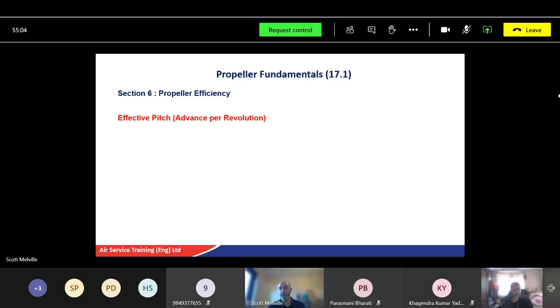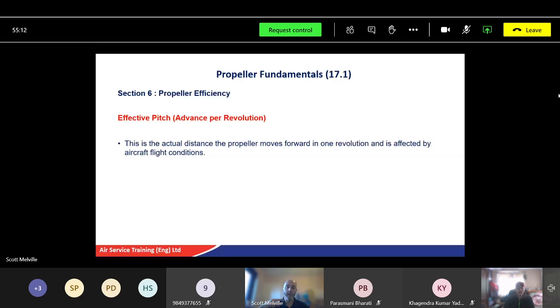So, effective pitch, or advance per revolution, is the actual distance the propeller moves forward in one revolution, and it is affected by, obviously, aircraft flight conditions. For example, if the aircraft's flying into a headwind, as the propeller's trying to spin forward and pull the aircraft, it could just be spinning where it is. If there's a very strong headwind, you can, in theory, get a point where the aircraft's almost stationary. It's just hovering like a hawk sort of thing. The propeller's corkscrewing through the air, but it's not pulling the aircraft forward.